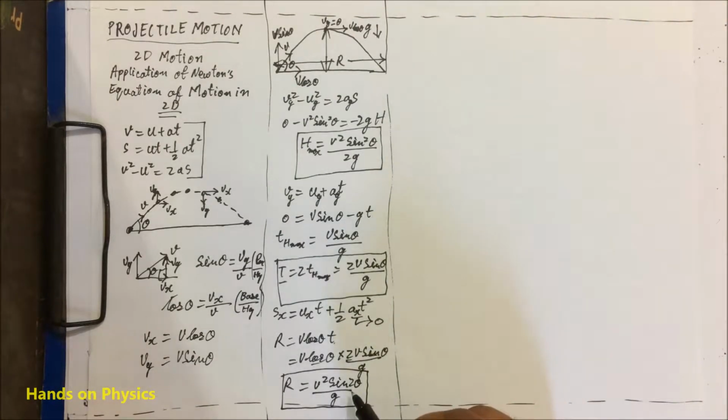From here we can also see that sine will attain the maximum value of 1 at 90 degrees, and in order for 2 theta to become 90, theta should be 45 degrees. So at 45 degrees we will get the maximum range.